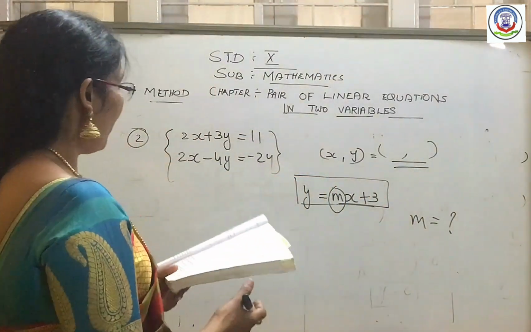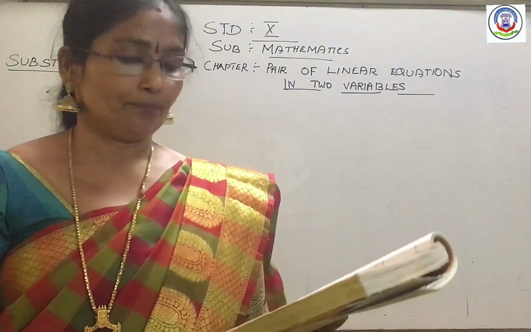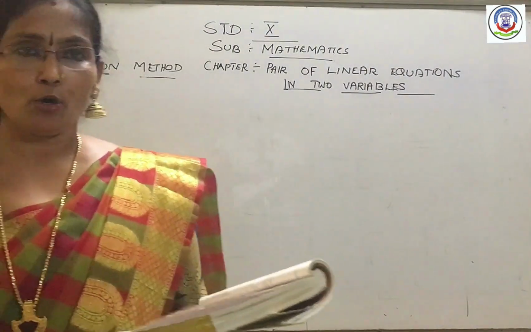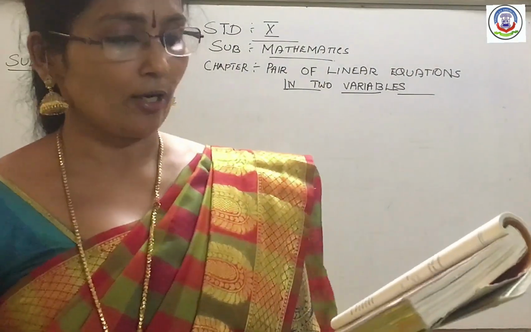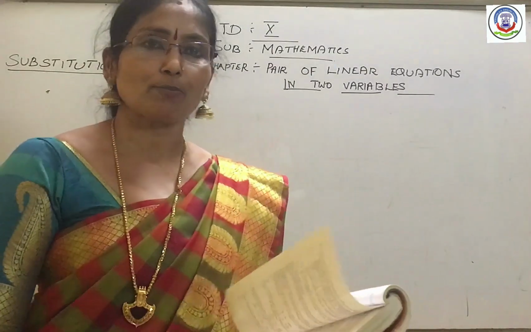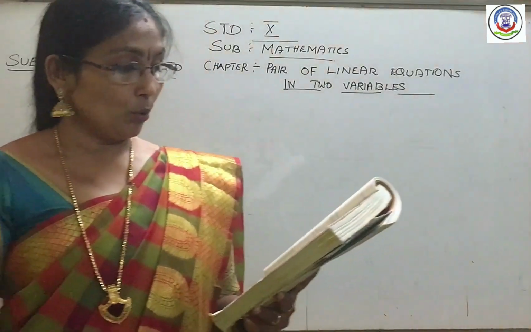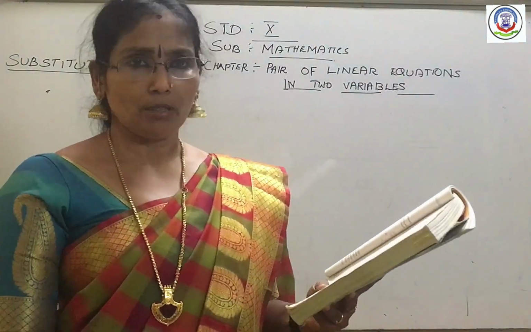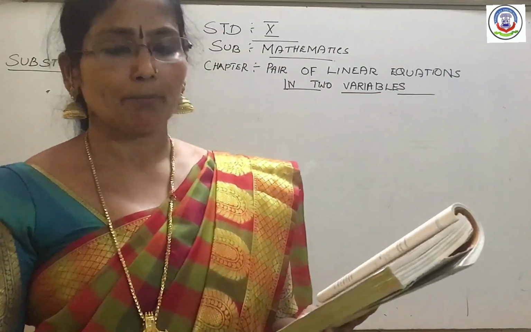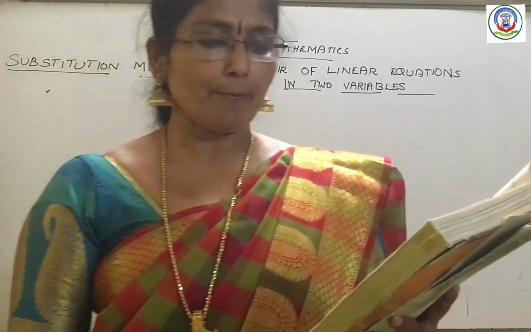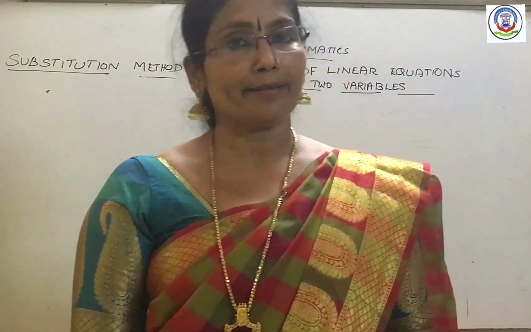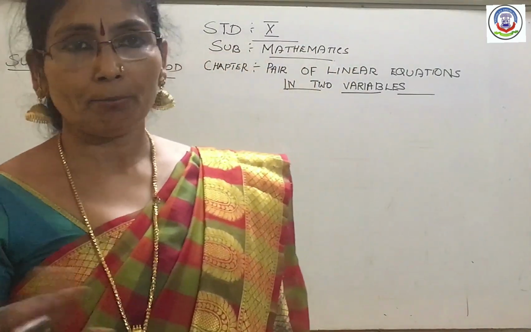Okay, children. Question number 3. Form the pair of linear equations by the given data and find their solution by substitution method. Now, question number 1. It's a so simple question. Difference between two numbers is 26 and one number is 3 times the other. Find them. Okay. So here two numbers are there.